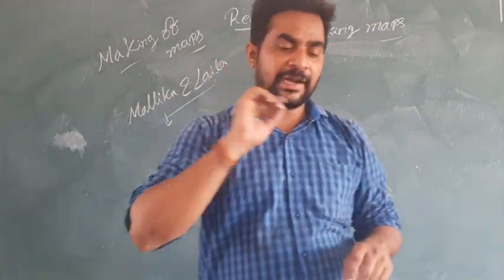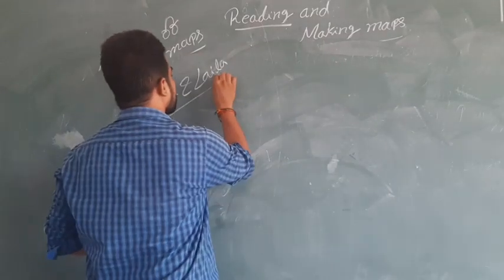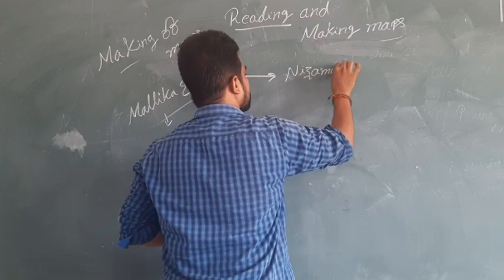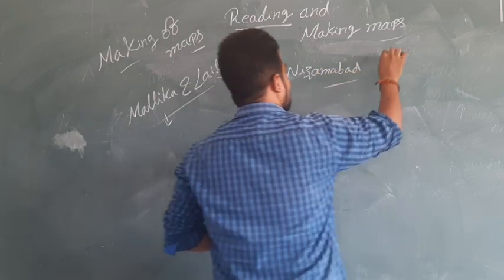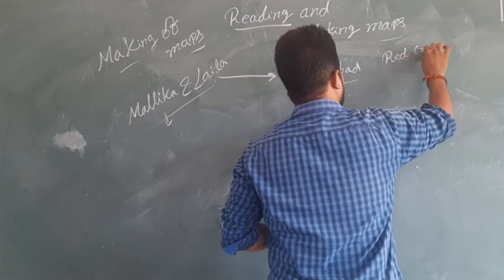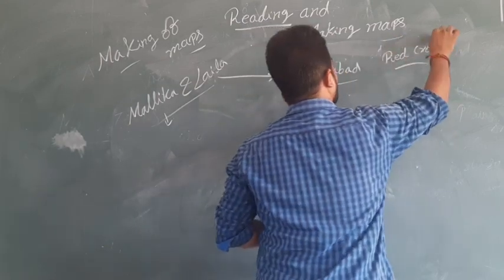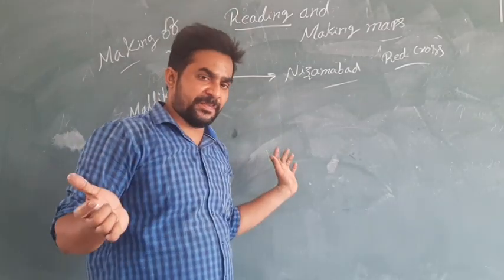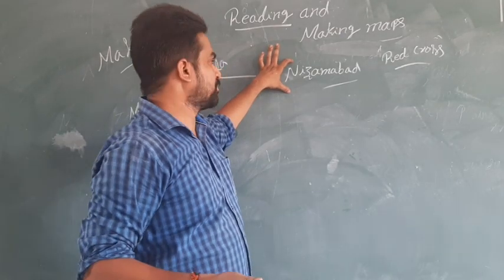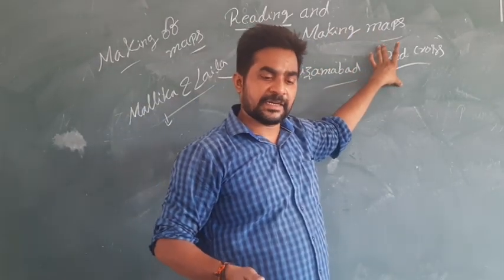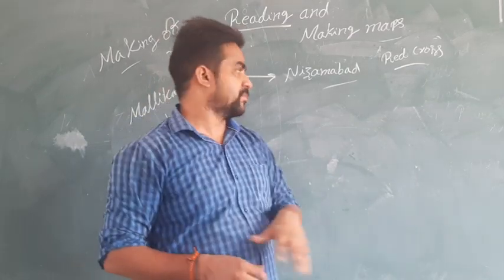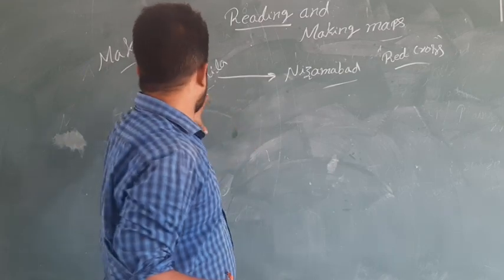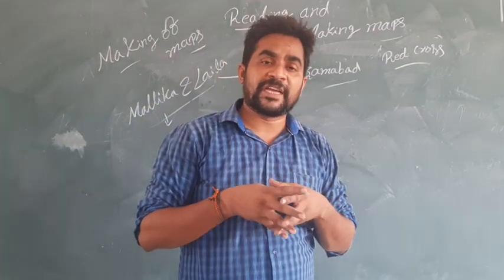Mallika and Laila. These two members met in the area of Nizamabad, where the Red Cross Society was conducting a meeting. One day, Mallika and Laila, two different persons, met in Nizamabad where they were conducting the Red Cross Society services. In this area, Mallika and Laila both became very close friends.